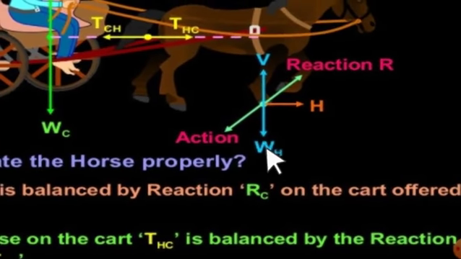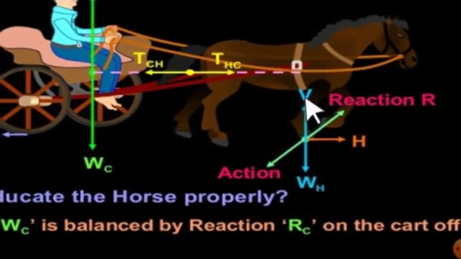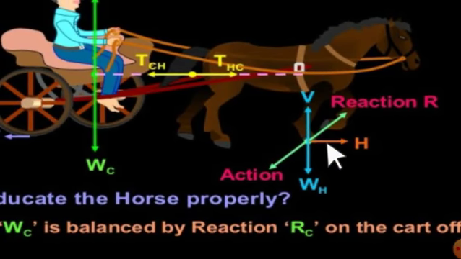This WH will be balanced by the vertical component, but there is the horizontal component there, and if this horizontal component is equal and opposite to the friction arising between the wheel of the cart and the earth, then again there will not be any motion at all.